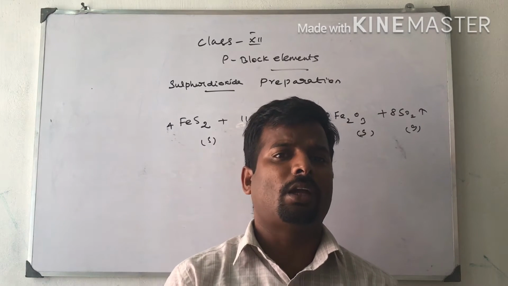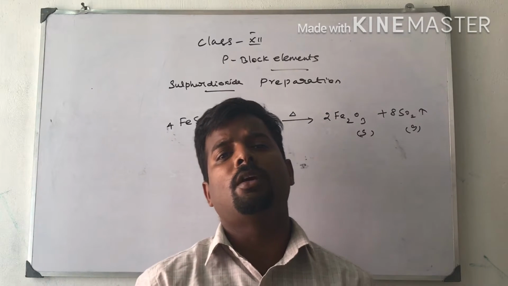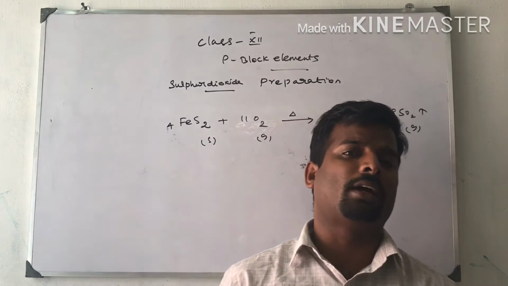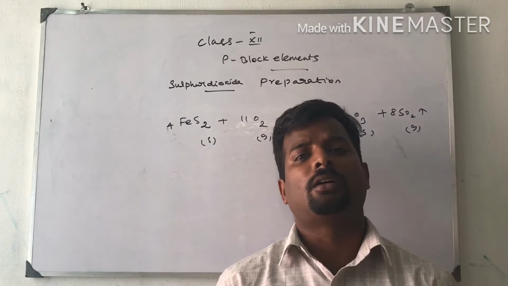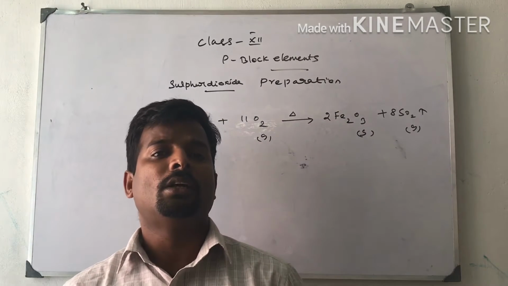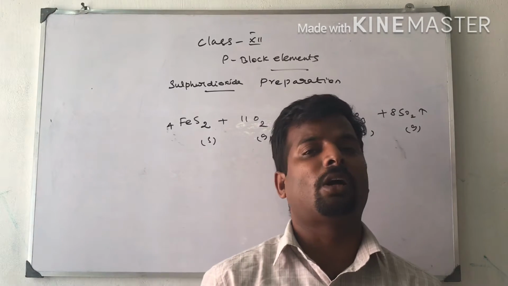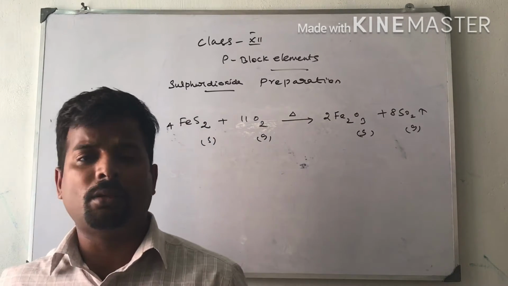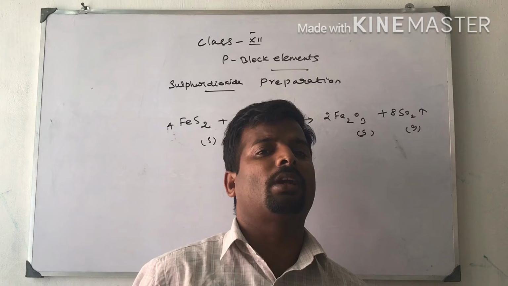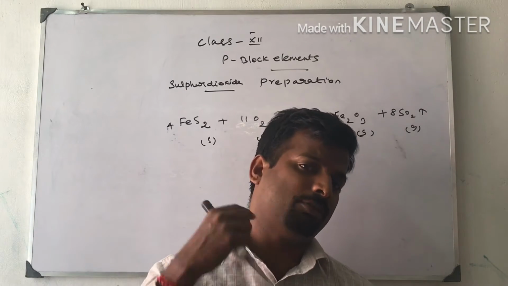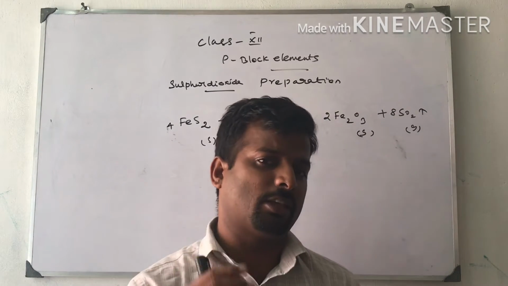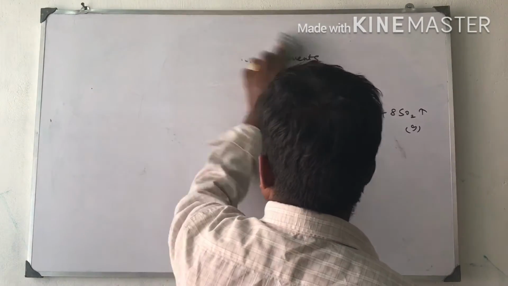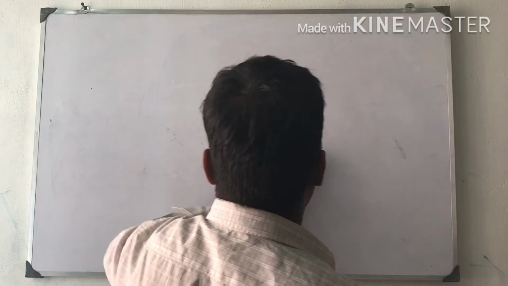First method: sulfur plus a small amount of sulfur dioxide, heated in the presence of oxygen, gives sulfur dioxide. Second method: the sulfite is treated with dilute acids and it gives sulfur dioxide. The third method is roasting of sulfide ores to get sulfur dioxide. These are the three methods of preparing sulfur dioxide.